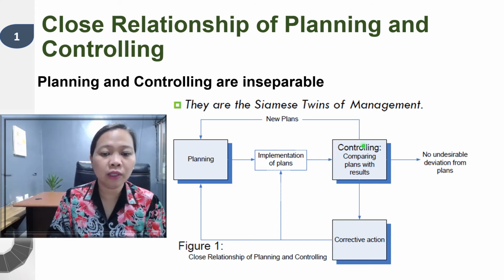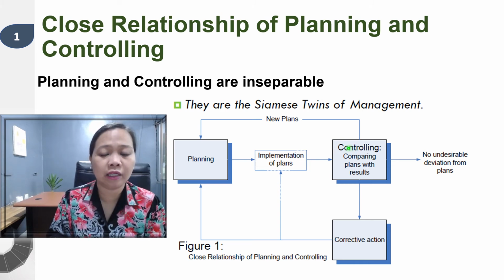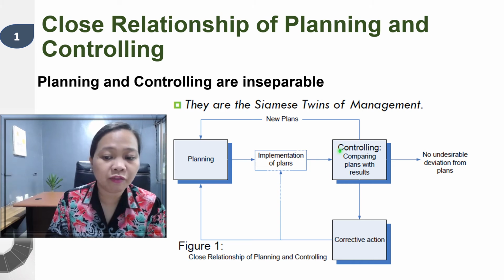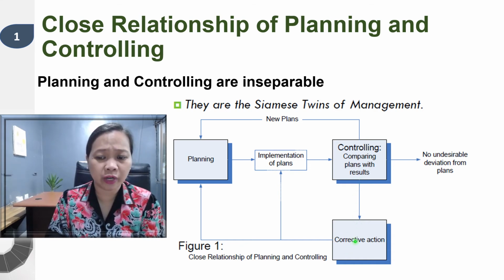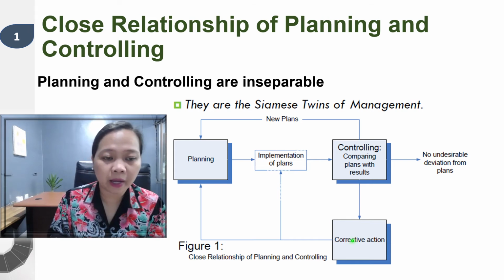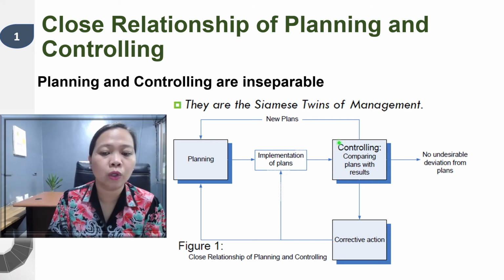Controlling also means that you compare your achievement to your plans, and if the attainment is not in line with your plans, then you take corrective action. And after applying corrections, you either make a new plan or you implement the existing plan. So as you can see, it's always a cycle of planning and controlling so that your plans can be realized.